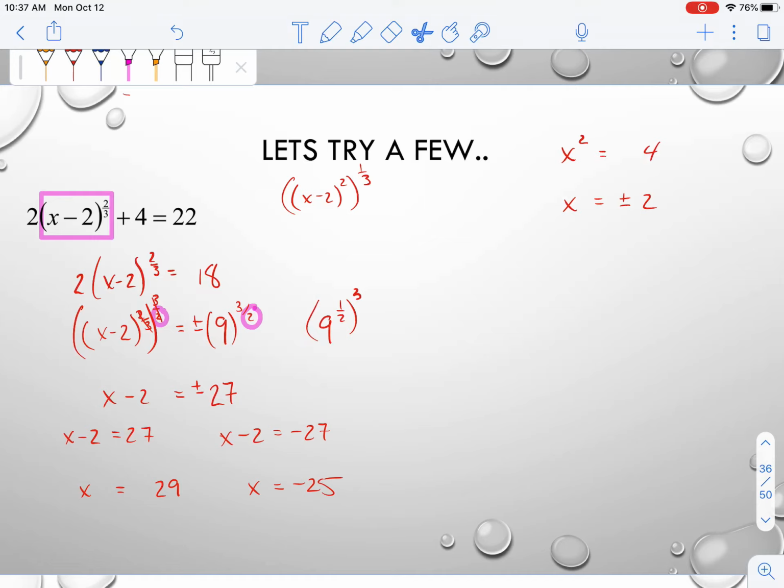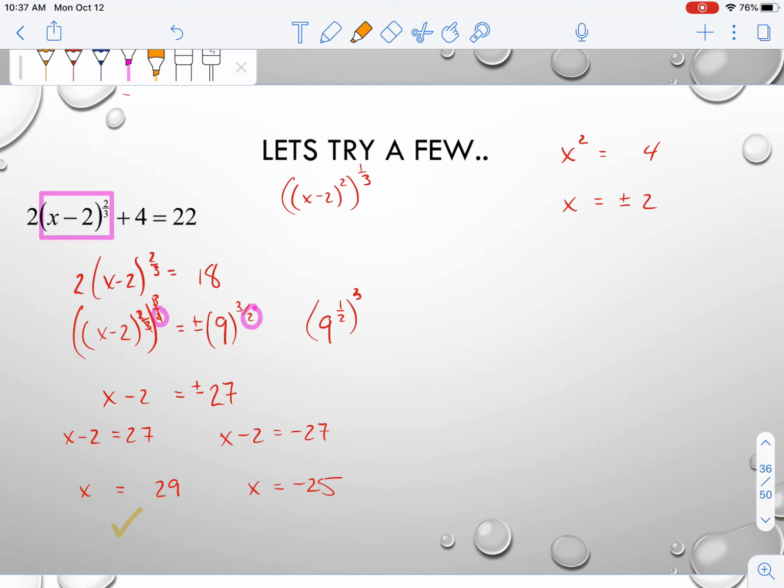Now I want to go back to my original equation and check both solutions. So let's do our x equals 29 first. 29 minus 2 is 27. 27 to the 2/3 power. The cube root of 27 is 3. 3 squared is 9. 9 times 2 is 18, plus 4 is 22. This checks out.